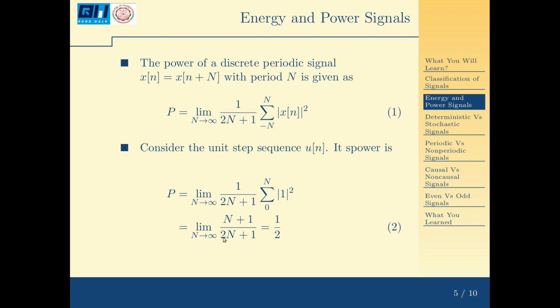When I apply the limit N tending to infinity, if I make a division by N, it becomes 1 plus 1 by N by 2 plus 1 by N. So this becomes 1 by 2, which is finite. So it's a power signal. The unit step sequence u[n] is a power signal with the power half.